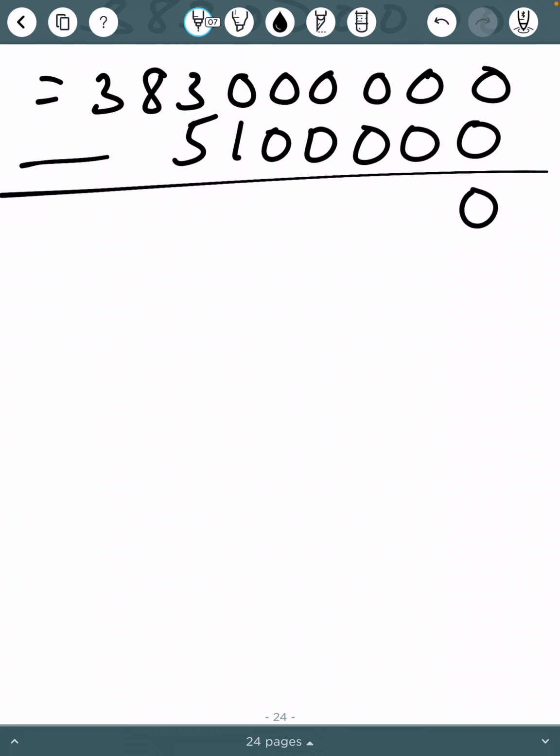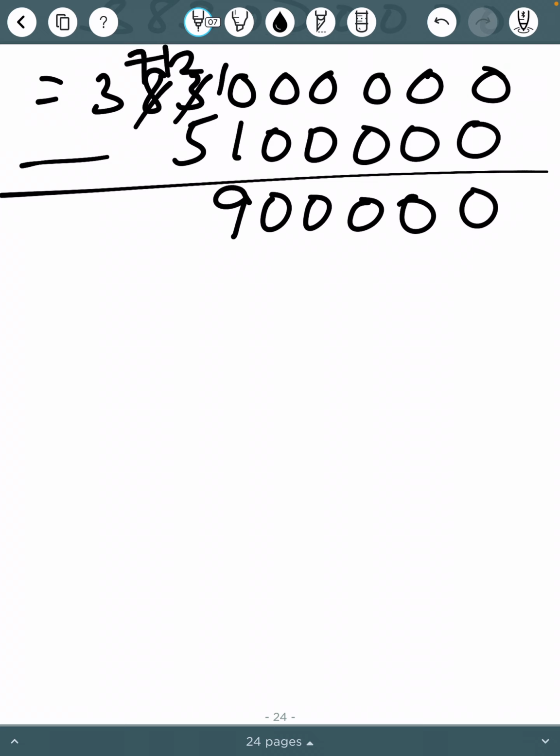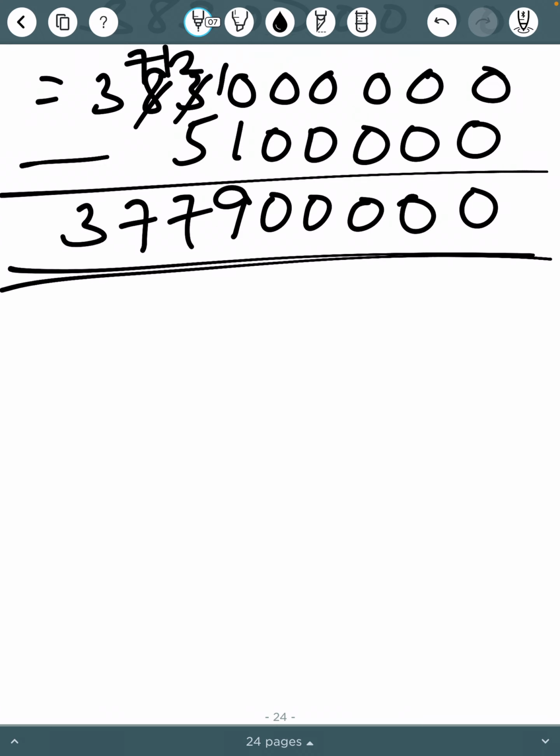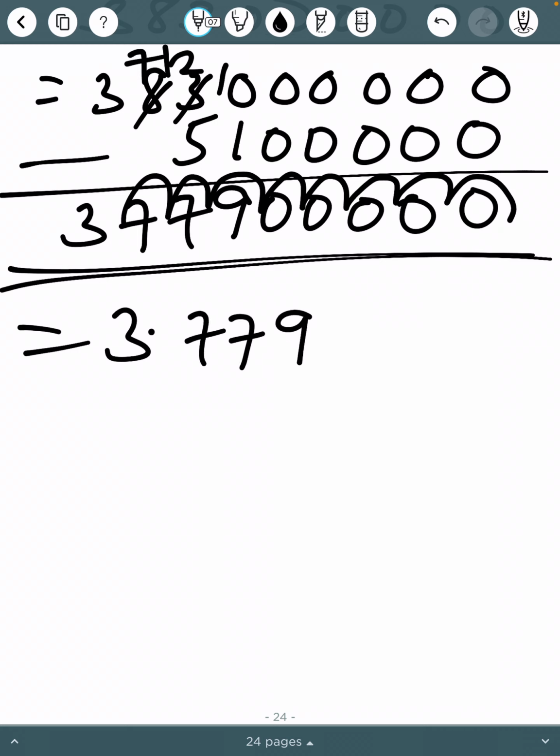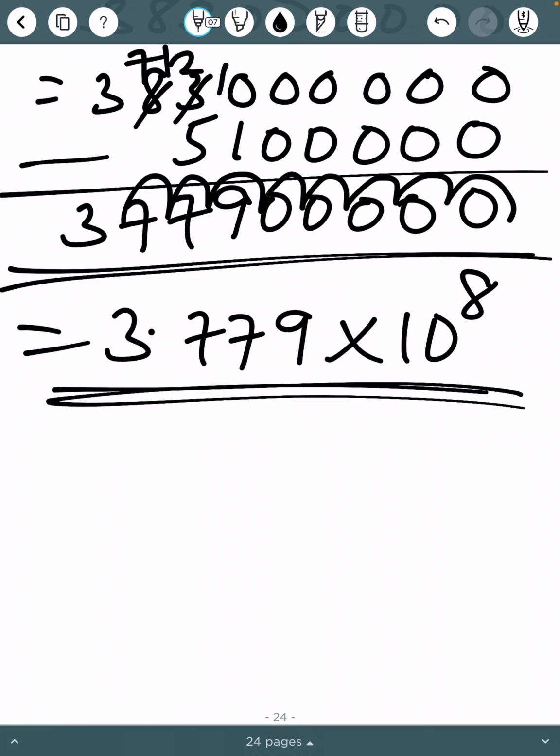This is my last step. 1, 2, 3, 4, 5. This will give me 2, 10, 9, 12, 7, 7, 7, 3. That's my answer. If I'm writing in standard form, it will be 1, 2, 3, 4, 5, 6, 7, 8. That will be 3.779 times 10 raised to power 8. That's my answer.